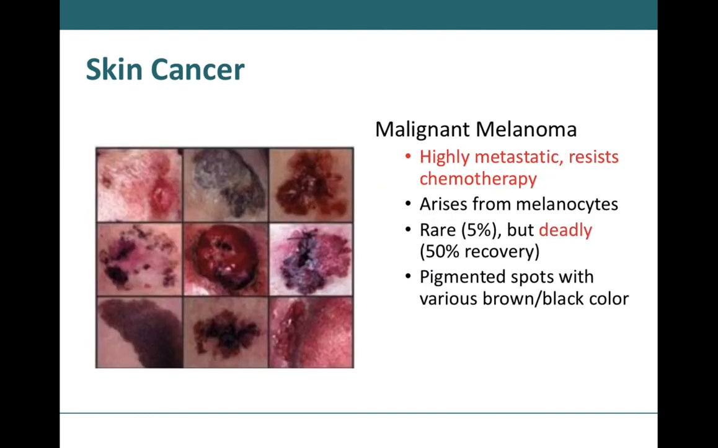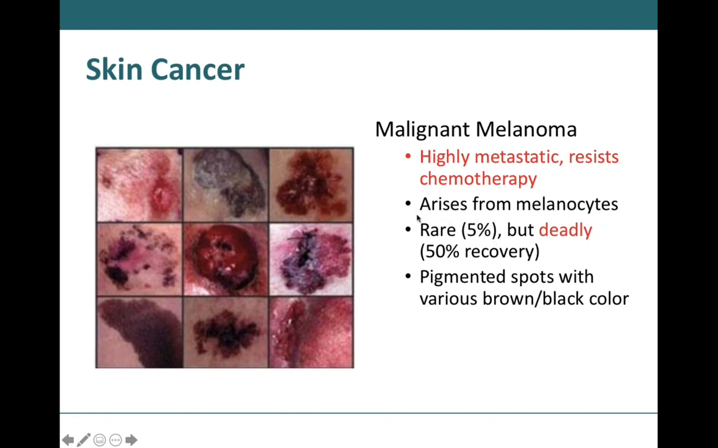Our last type of cancer that we're going to talk about is malignant melanoma. This is by far going to be the most dangerous type of cancer. This is not the type of cancer that you want to get. Malignant melanoma is a very, very deadly cancer because it is highly metastatic. This type of cancer will very often metastasize. Not only does it metastasize very readily, it also resists chemotherapy, which is one of our treatments for cancer. Fortunately, this is one of our more rare types of cancer.